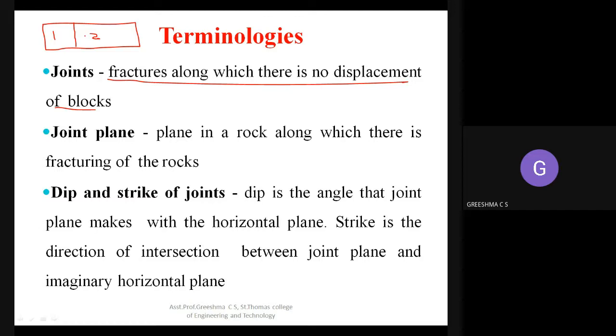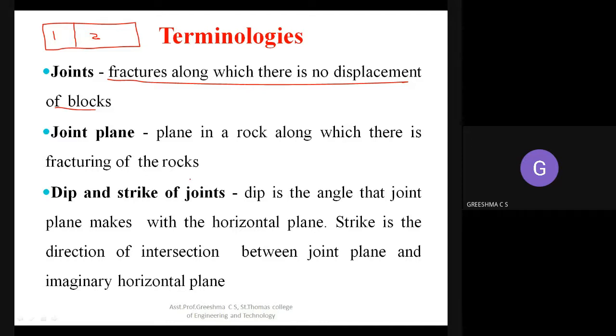Joint plane means the plane in a rock along which there is fracturing. So this is the plane along which the fracturing has occurred. You can say that this is a joint plane. The plane along which the fracturing has occurred is called a joint plane.